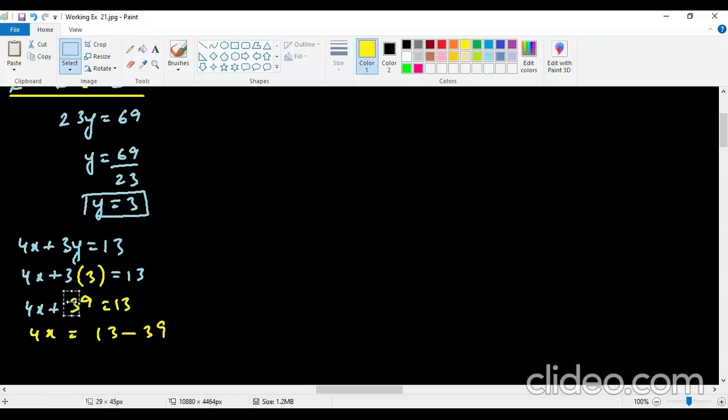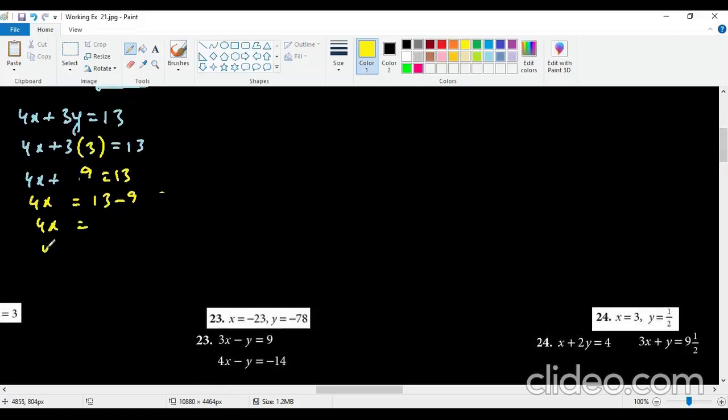In here, I will write 4x is going to give us, 4x equals 13 minus 9. That means 4x is 13 minus 9 is going to give us 4. 4x equals 4. That means x equals 1. So the value of x is 1 and the value of y is 3.